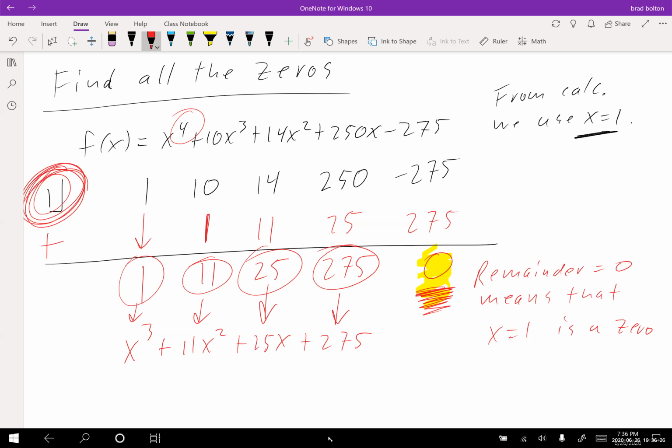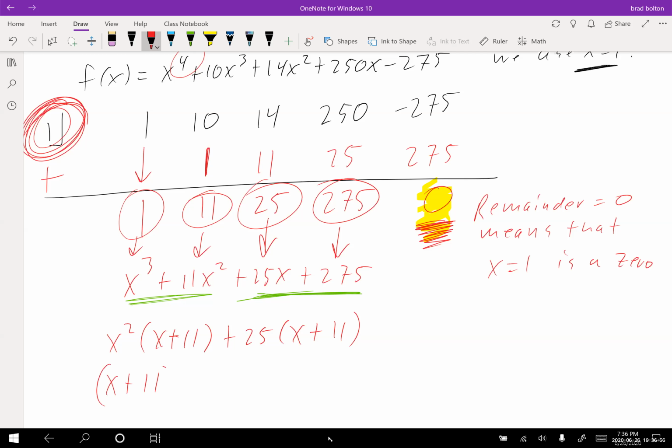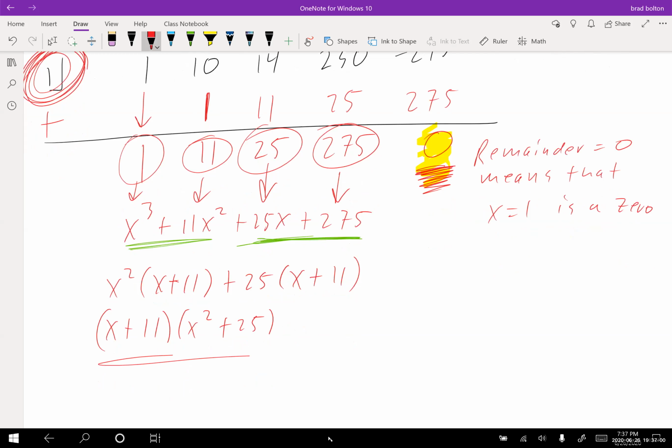Okay, so that is my new depressed polynomial, all right? And what I'm going to do is hope that this is factorable. It doesn't always work this way, but sometimes it does, okay? If it doesn't, then you have to find another 0 and divide it on your calculator with synthetic or long division, okay? But I think this one is factorable. I'm going to factor out an x squared with factor by grouping, and this becomes x plus 11. Plus I'm going to factor out a 25, and this becomes x plus 11. So then we have x plus 11 times x squared plus 25. Okay, so these are our other factors.